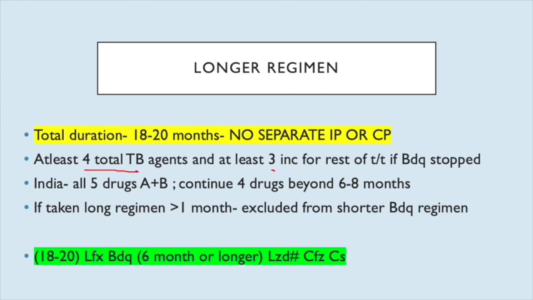If a patient has taken the long regimen for more than a month, he cannot go into the shorter regimen even after the LPA or culture reports. So this is how the long regimen looks like now, 18 to 20 months, of which levofloxacin and bedaquiline for 6 months or longer, along with linezolid, the Group A, and clofazimine and cycloserine from Group B, which will be continued further.